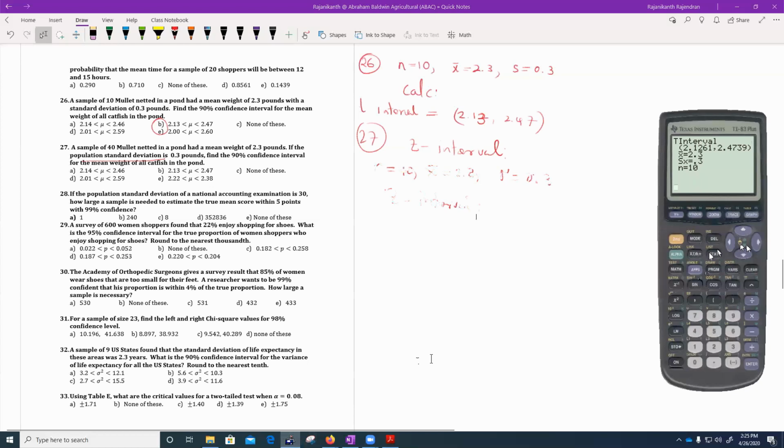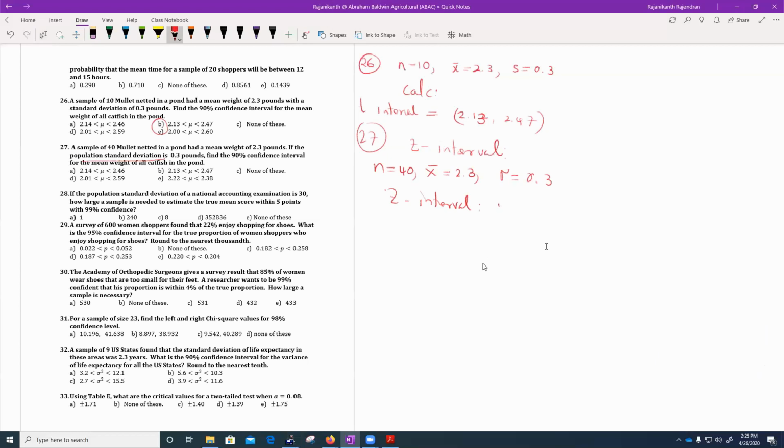If you use the calculator, go to stats and test, and now I need z interval. Let us enter all the values now. So standard deviation 0.3, x bar is 2.3. Now n, I need 40. C value is 0.9, so remaining all fine. So just calculate. It is 2.22 and 2.38. So it's going to be E, right?